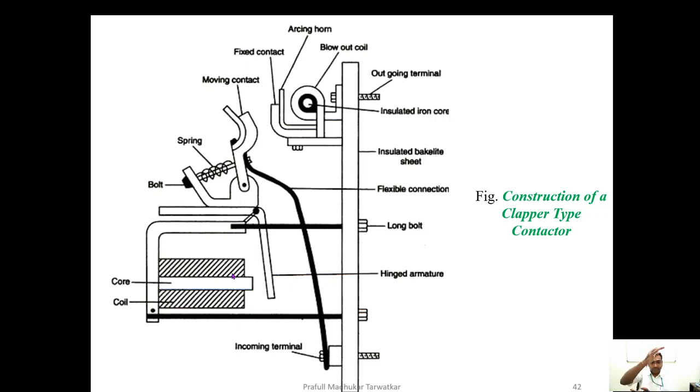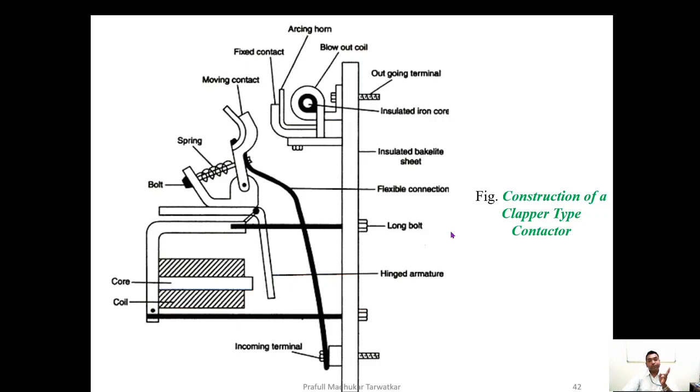When this gets pulled in, see the movement of this. This is the lower end of the armature, and this is the upper end of the armature wherein the corresponding moving contact is fixed. When this lower end gets pulled in, the upper end gets in touch with the fixed contact. Now whichever supply is coming to the incoming circuit goes to the outgoing circuit, thus making a clapping sound, and that is why it is called a clapper type contactor.